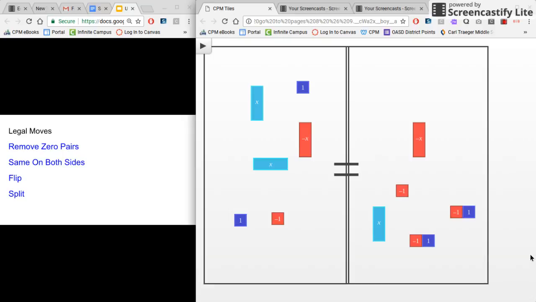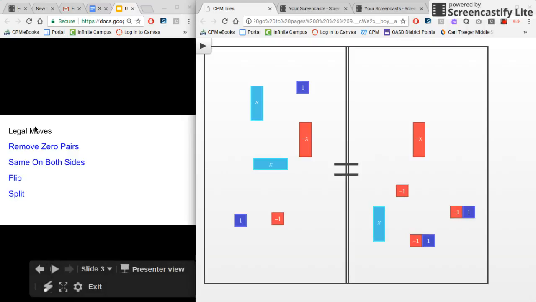Today in class we talked about simplifying algebra or algebraic equations using algebra tiles. So over here on this side I have my legal moves. Remember, my legal moves are removing zero pairs from one side. If I have the same on both sides of the mat, they can be removed. I can flip any algebra tile over to the other side of the mat if I flip it to the opposite, and I can split groups.